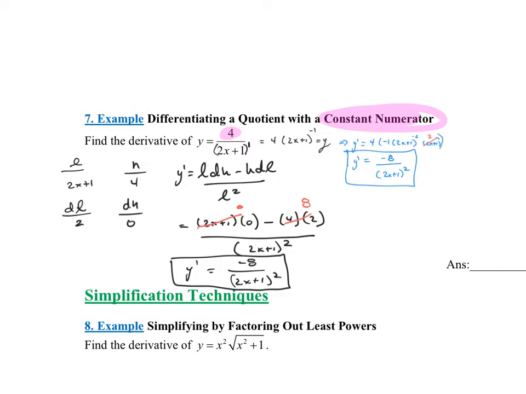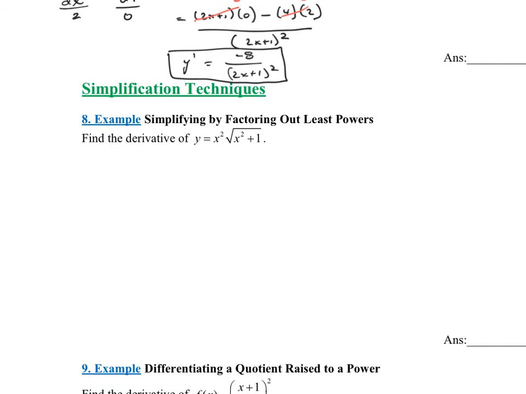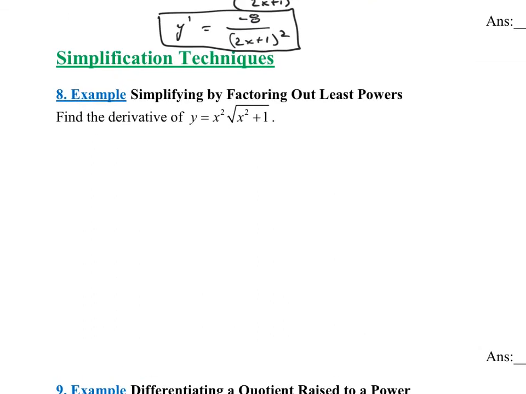All right, so let's go to example 8 here. It says simplifying by factoring out least powers. Find the derivative of y equals x squared times the square root of x squared plus 1. This is more like it.